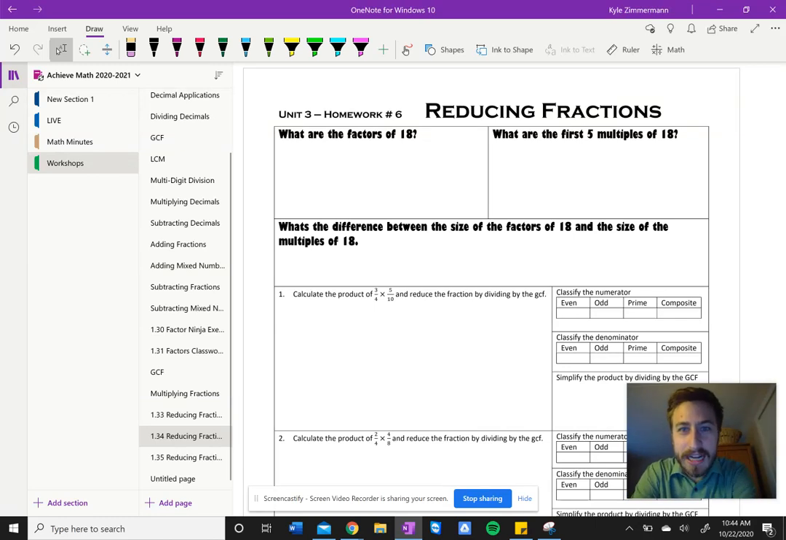Team, it's Mr. Z, and today we're going to review how to reduce fractions by dividing by the GCF. Let's go ahead and dive on in.